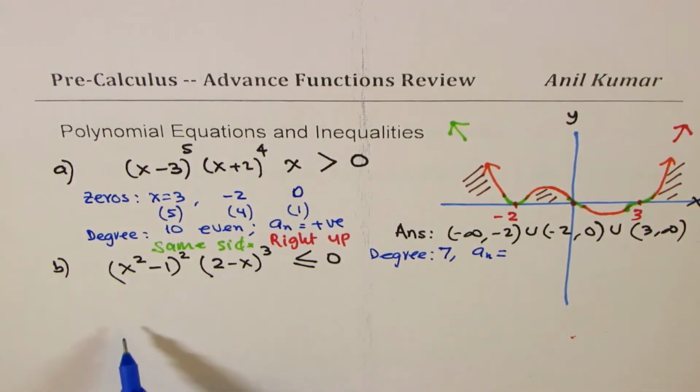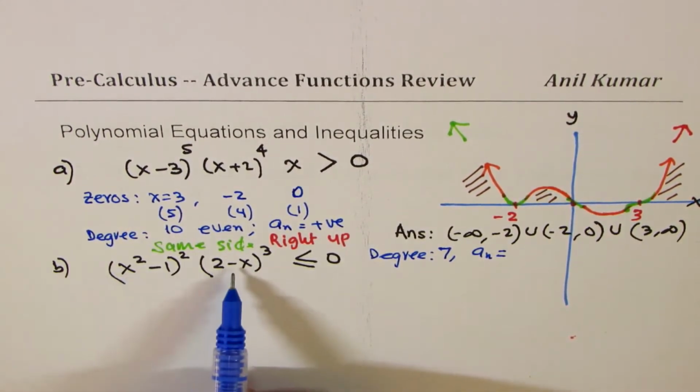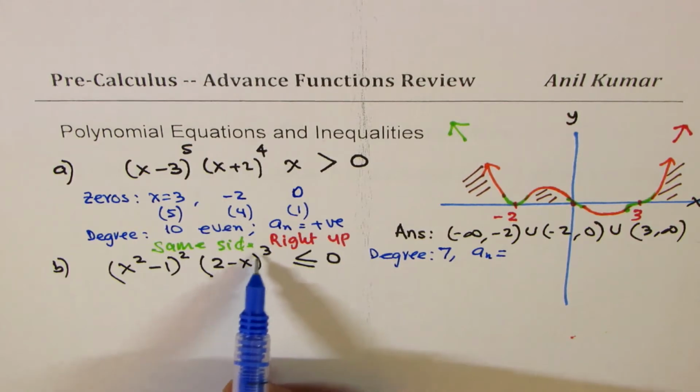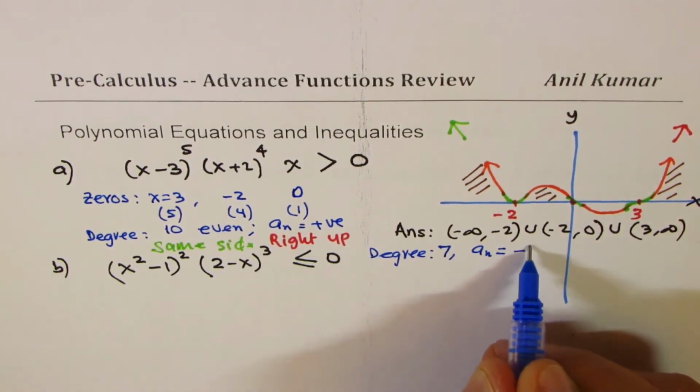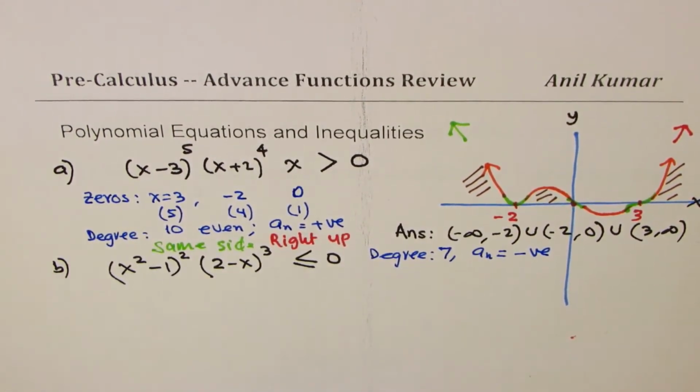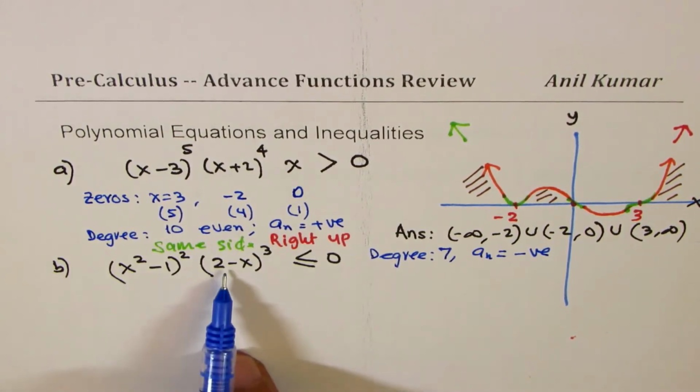Is it positive or negative? Well, this part is positive. Minus x cubed gives you negative. So that is a trick. It looks as if it is positive, but it is actually negative. Right? You see that part.